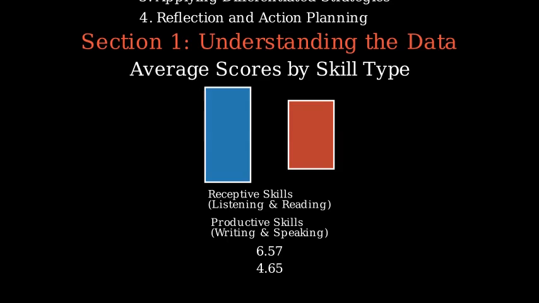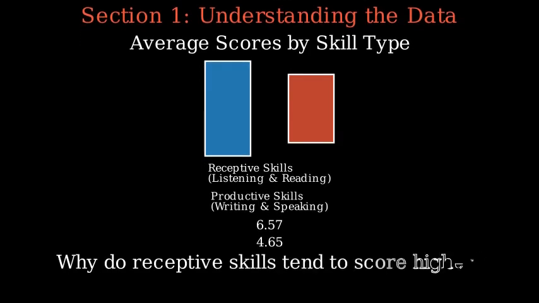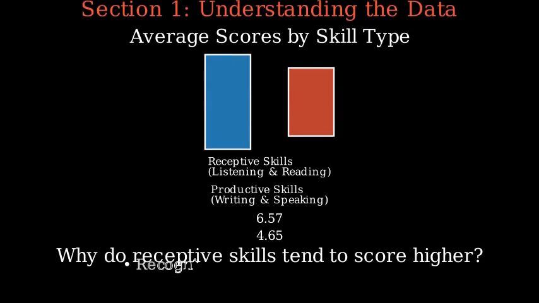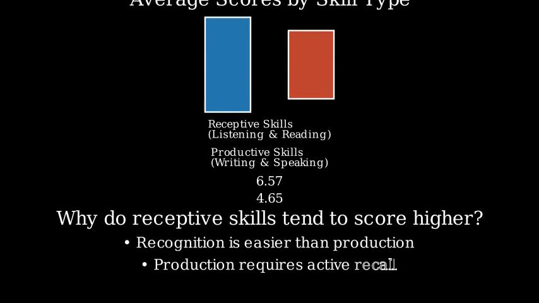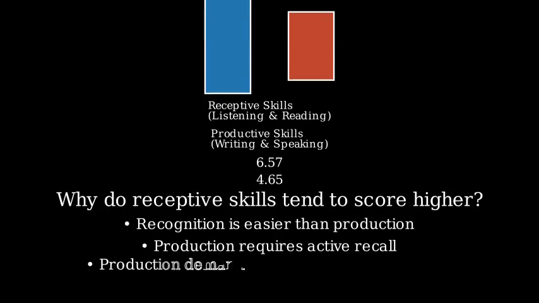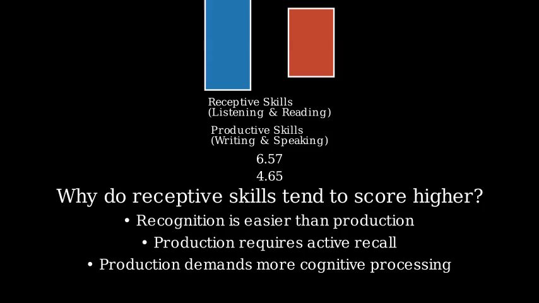The worksheet asks about possible reasons for this pattern. There are several reasons why receptive skills typically score higher than productive skills. First, it's generally easier to recognize and understand language than to produce it. Second, production requires active recall of vocabulary and grammar structures. Third, productive skills demand more cognitive processing as learners must organize their thoughts while simultaneously formulating language.